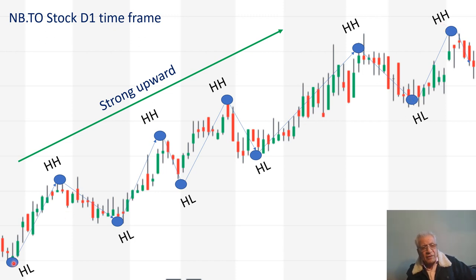And the length of swing high is bigger than the length of swing low. This is bigger than this, and so on. Also, each consecutive higher high is all the time higher than the previous one. This is higher than the previous one. And the same thing for higher low. This is higher than the previous one, and so on. So that is the characteristics of an uptrend, and this is the behavior of candlestick psychology for a strong uptrend.